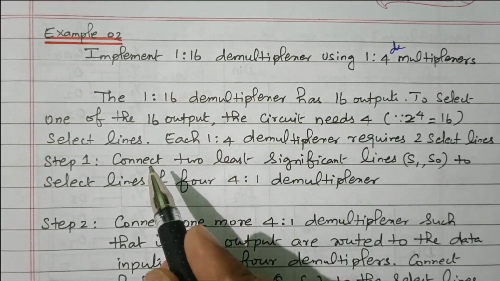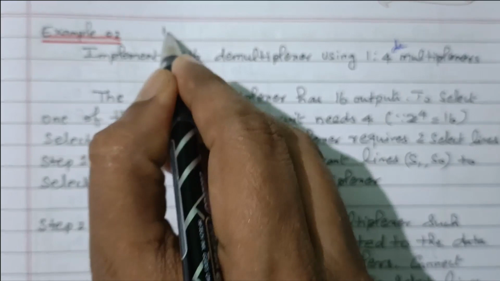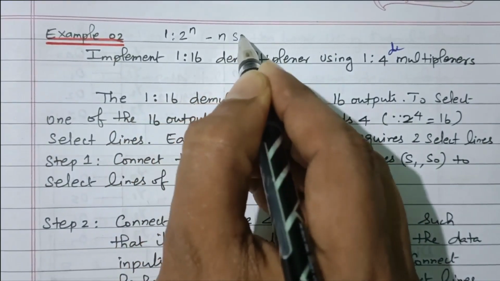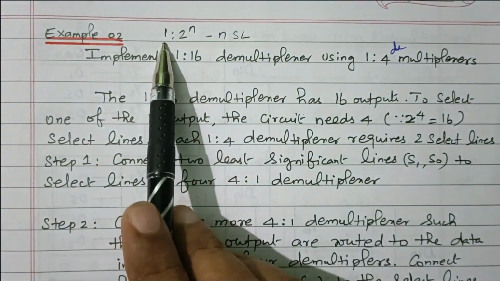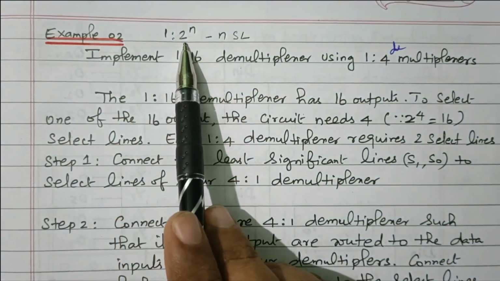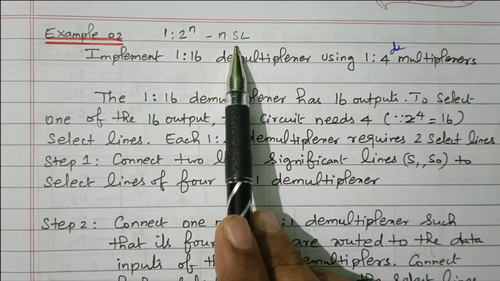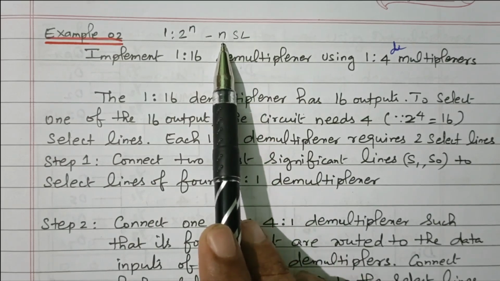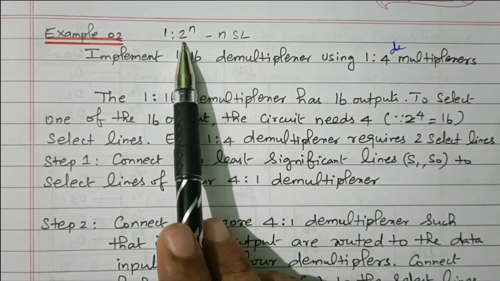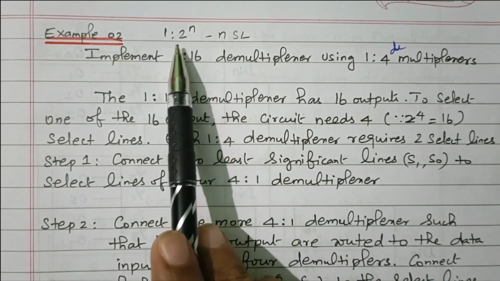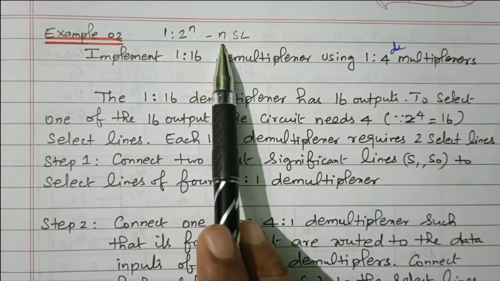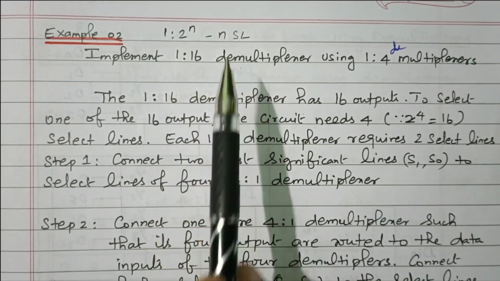We know that the demultiplexer is nothing but 1:2 to the power n with n selection lines, right? Only one input and 2 to the power n outputs with n selection lines. This is the basic structure of the demultiplexer. The n selection lines will decide the 2 to the power n number of outputs. From the one input we are getting 2 to the power n outputs, which is decided by the n selection lines.